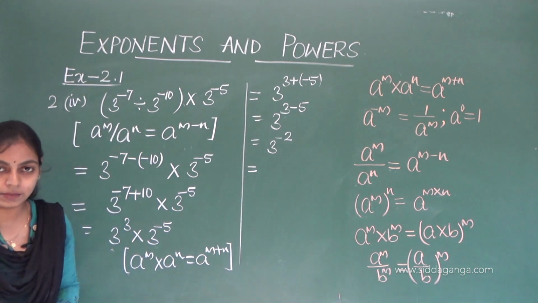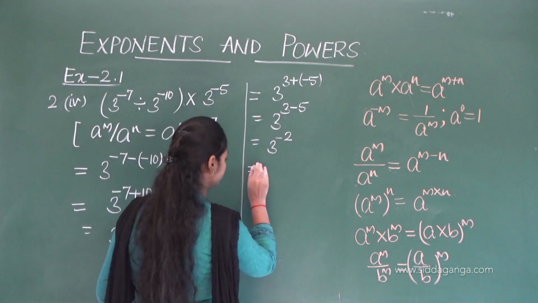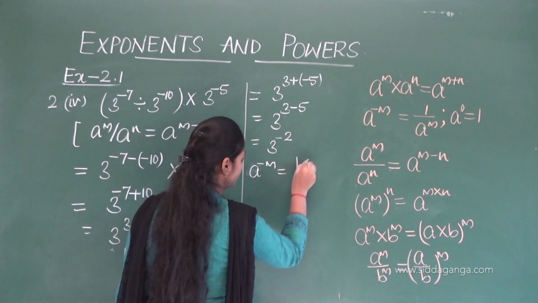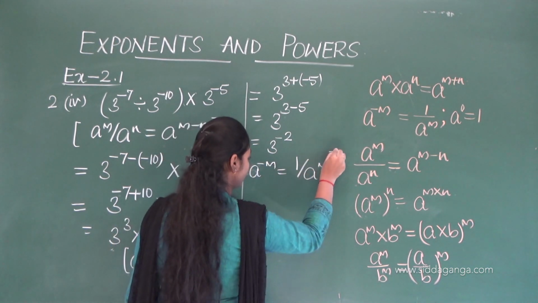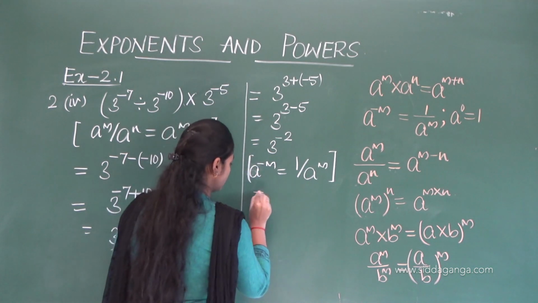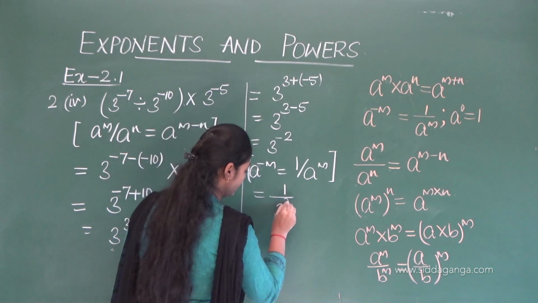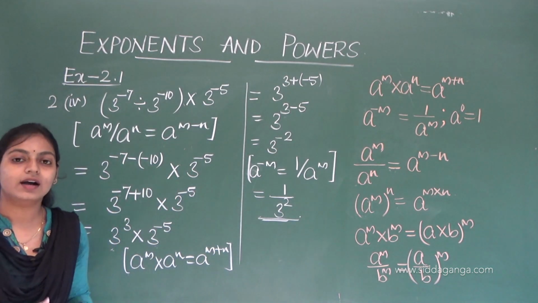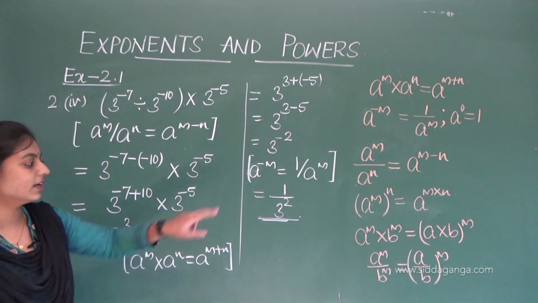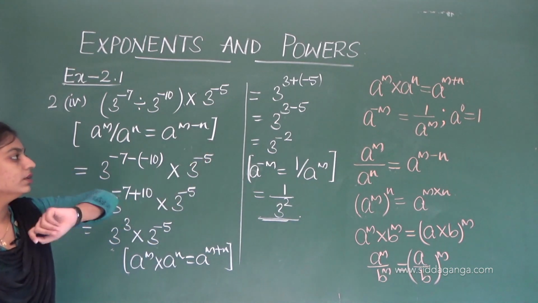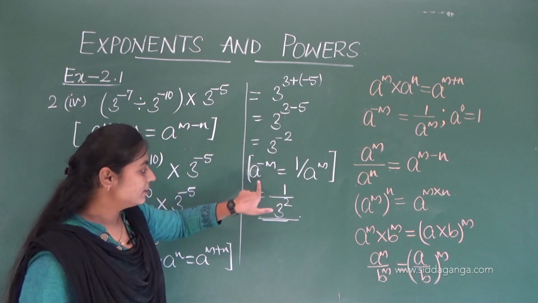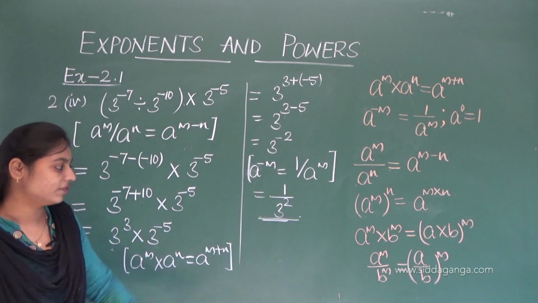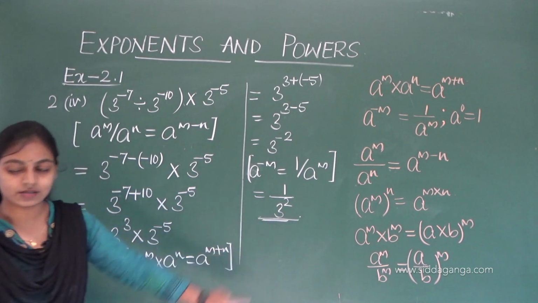They have said the exponent should be a positive number. So a to the power of minus m is equals to 1 divided by a to the power of m, that is equals to 1 divided by 3 square. So whenever you apply any law, you must write which law you have used. So 3 power minus 2, we are using the law a power minus m is equals to 1 divided by a to the power of m, that is 1 divided by 3 square.